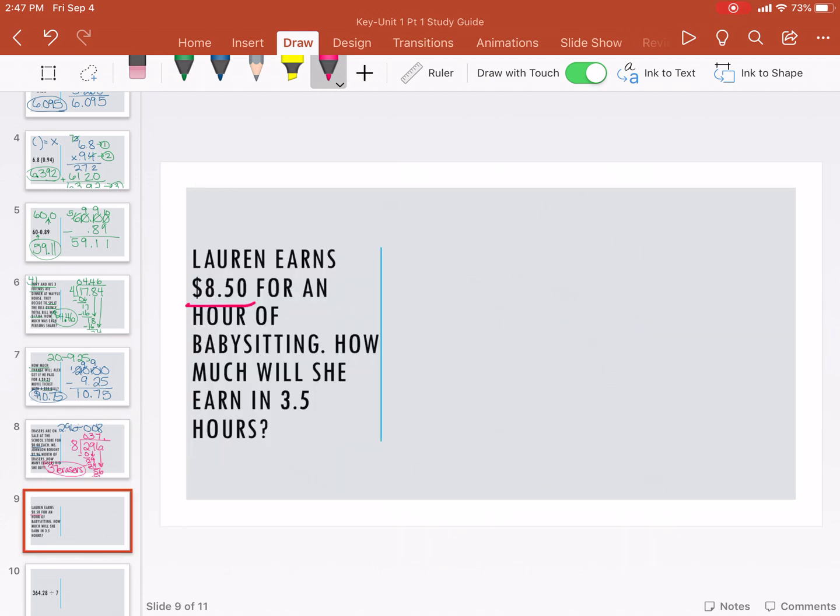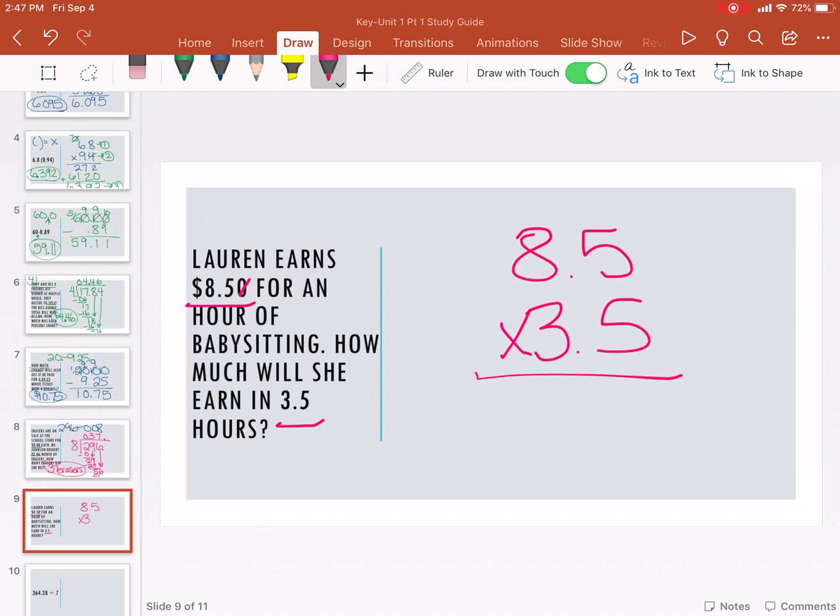Lauren earns $8.50 an hour for babysitting. How much will she earn for 3.5 hours? So we're going to multiply it, and I'm going to cross that 0 off at the end because it doesn't make a difference, and I'm just going to multiply 8.5 times 3.5, okay?